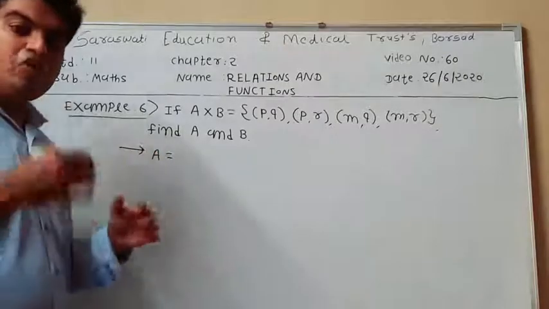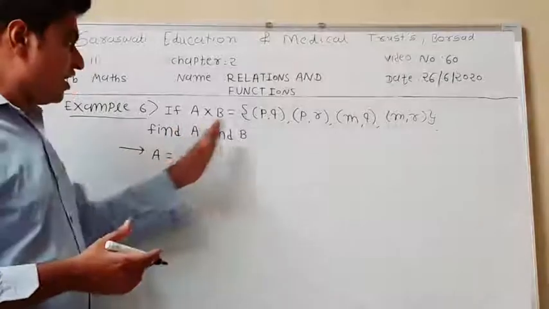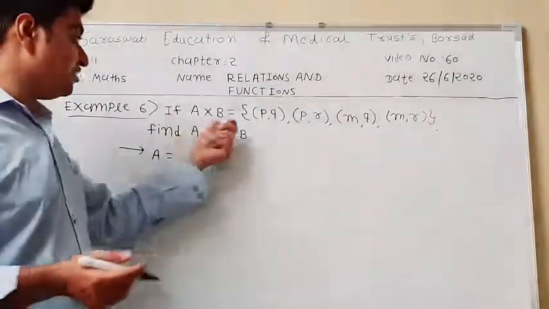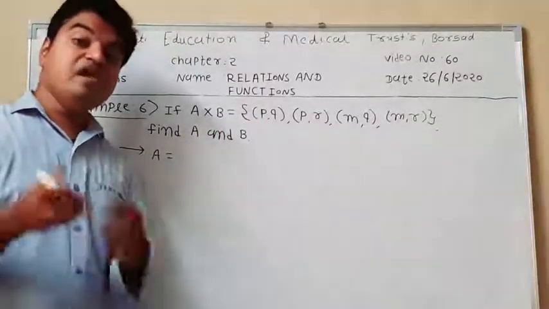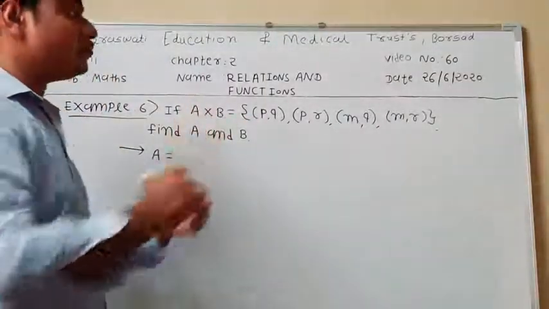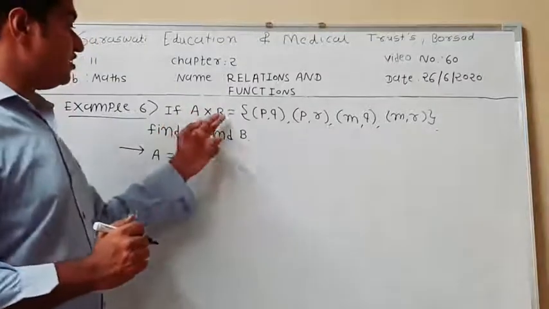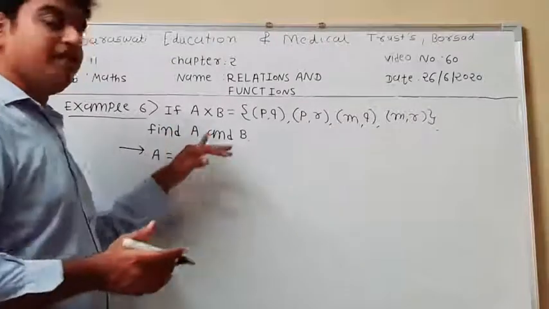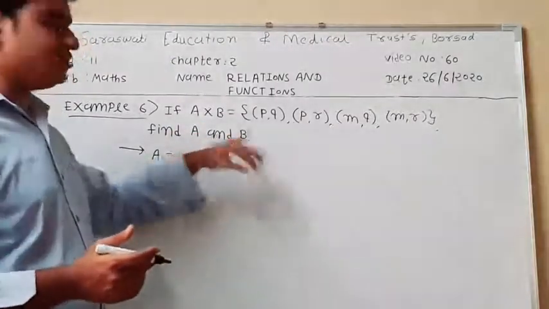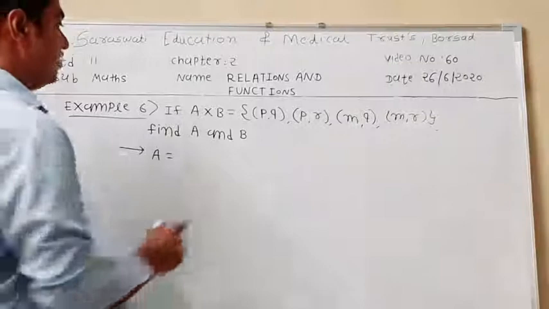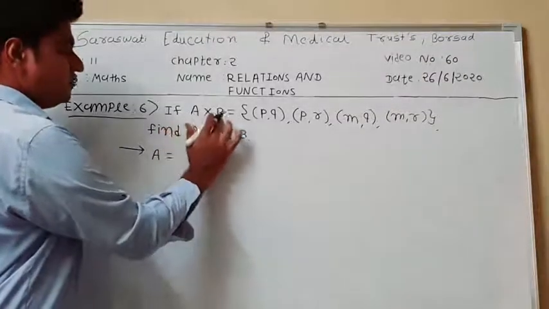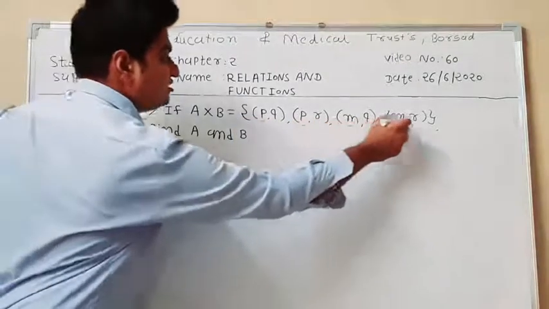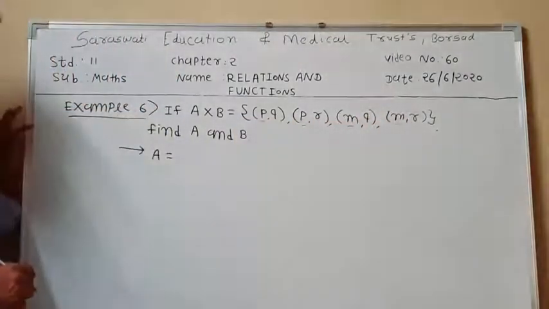So in the above method, set A and set B are given and our question is to find the Cartesian product A × B. Now in this question the reverse process applies. Here A Cartesian product B, the ordered pairs are given. Now our question is to find which elements belong to set A and which elements belong to set B. So here the first position is A and the second position is B. So the first element is obviously in set A.